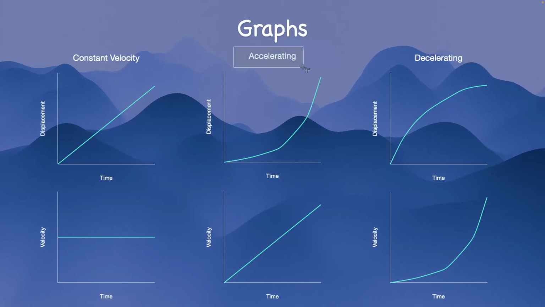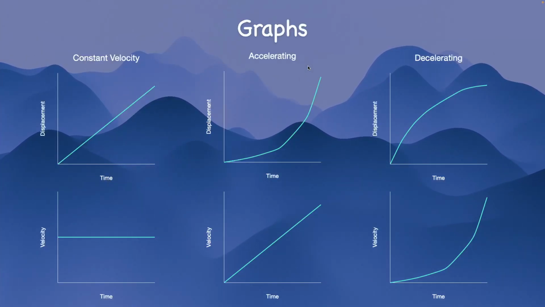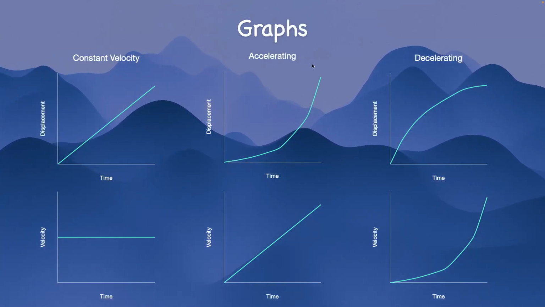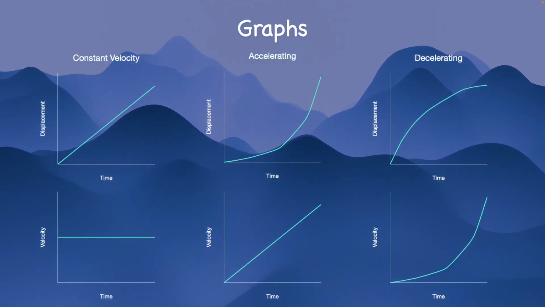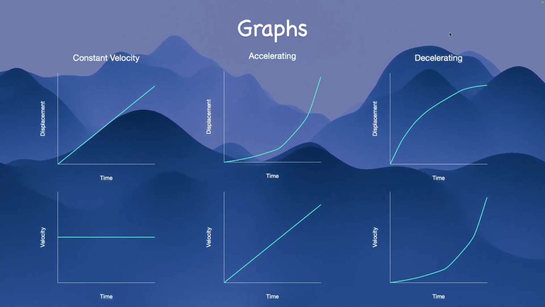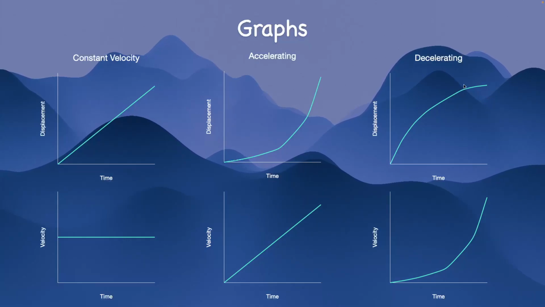If you're accelerating, so we know that acceleration is the change in velocity over time, the graph will curve upward like this because the gradient of the graph has to be increasing because velocity here is increasing. And it is the opposite with deceleration, which means the gradient of the graph goes down.